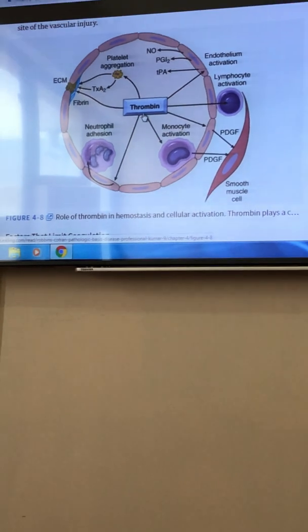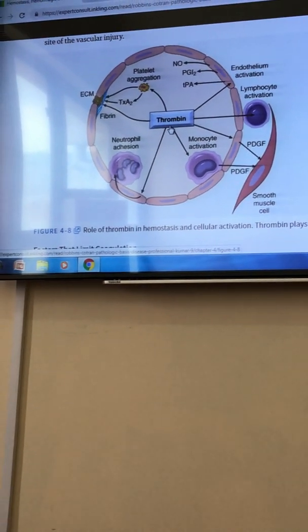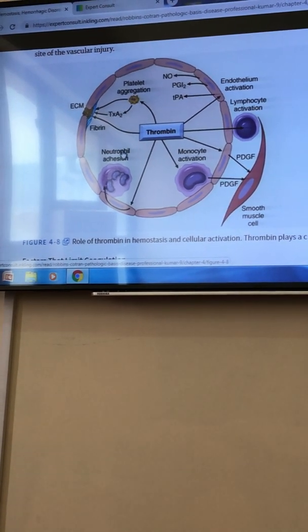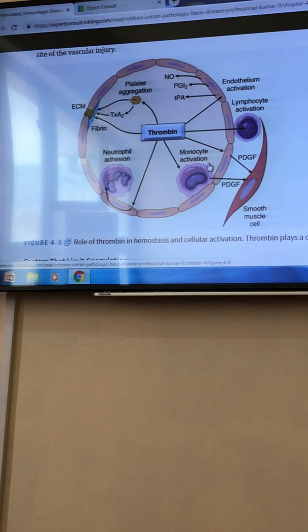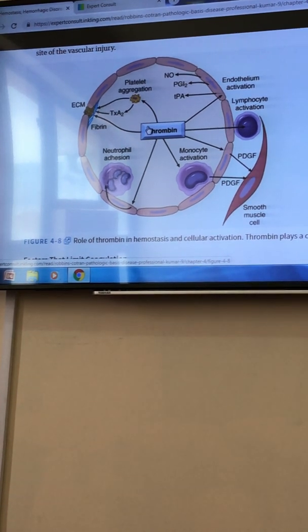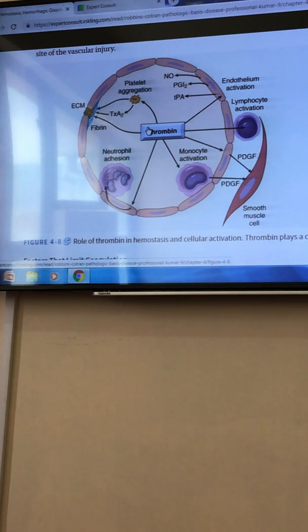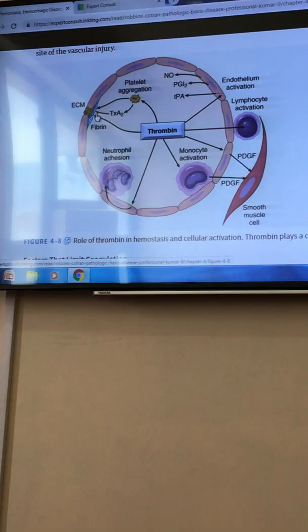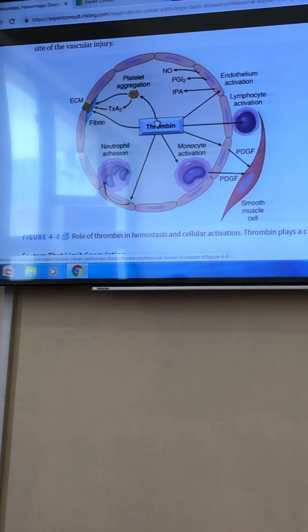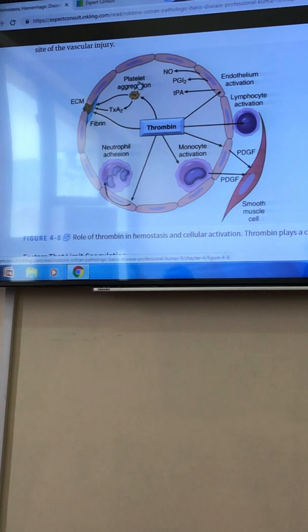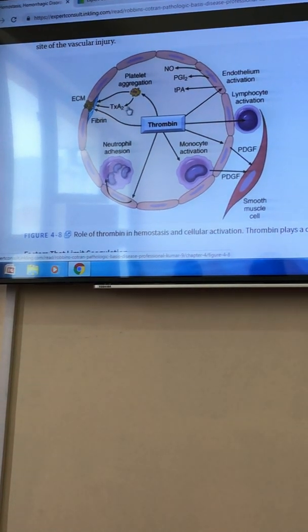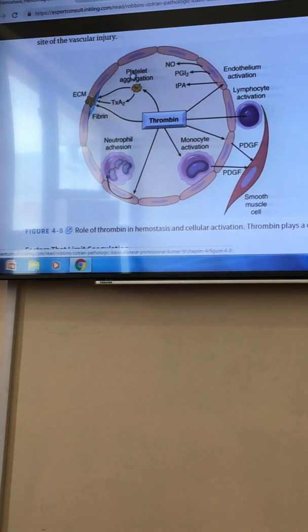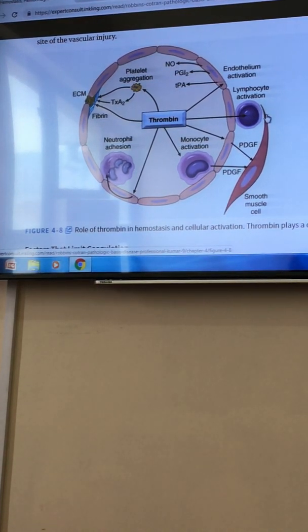Thrombin, which has the duty of activating fibrin, has other actions as well. Thrombin activates fibrin, and also causes platelet aggregation. By thrombin, the platelets make thromboxane A2. Thrombin can activate monocytes, neutrophils, and lymphocytes.